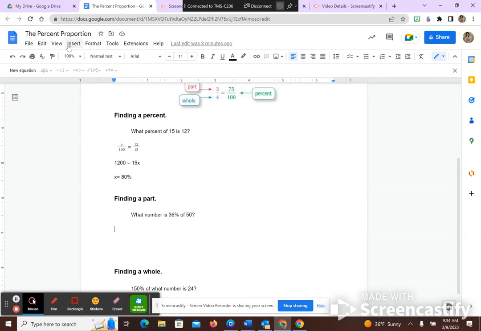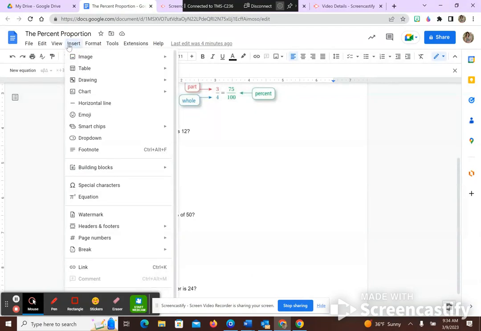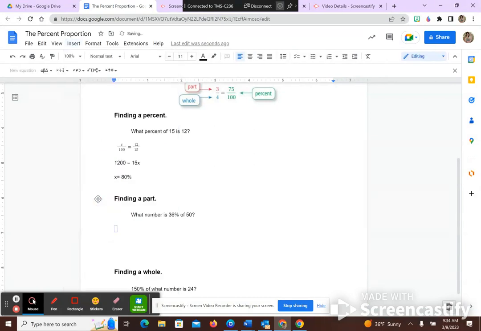This time they give us the percent. It says, what number is 36% of 50? So I'm going to, once again, put a proportion on this Google Doc. The first part of the proportion is going to be the ratio that stands for 36%. If I'm given a percent like this one, 36%, that's telling me that my first ratio is going to be 36 out of 100. The 36 is the top of the ratio. The 100, because it's percent, is the bottom.